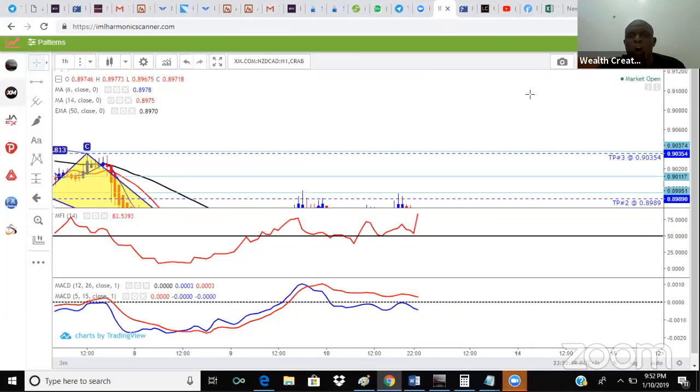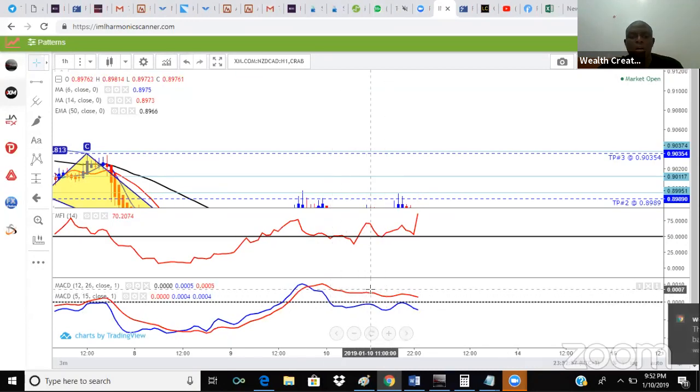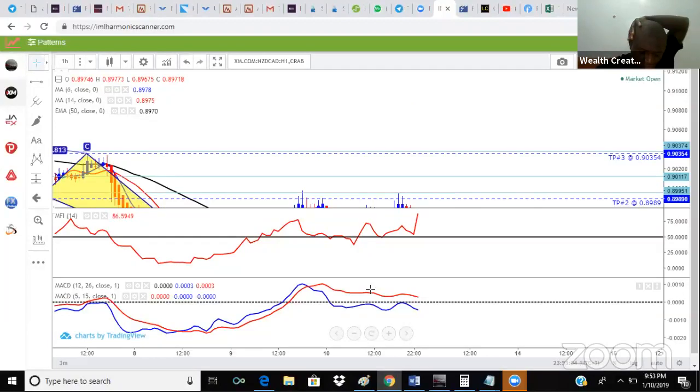When the blue crosses up for a buy or down for a sell, does it matter if it is above the red? No, it does not matter. The red does not work with entry. The red MACD only works on exit.